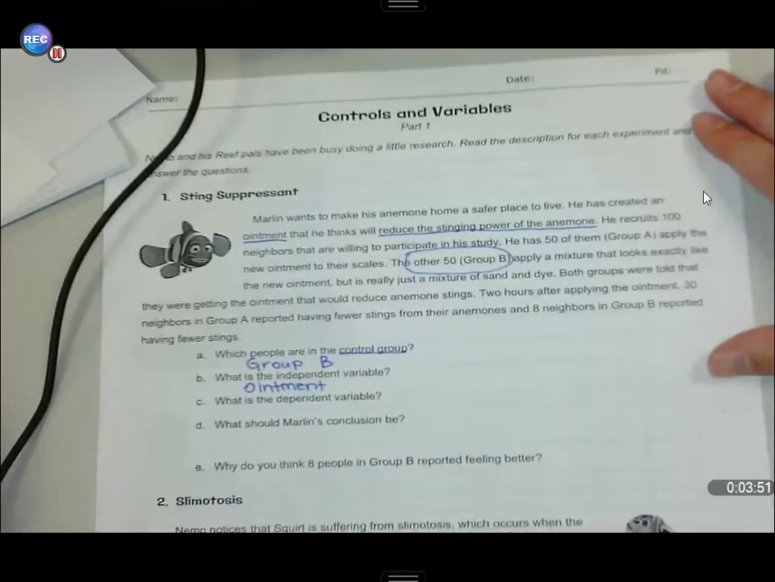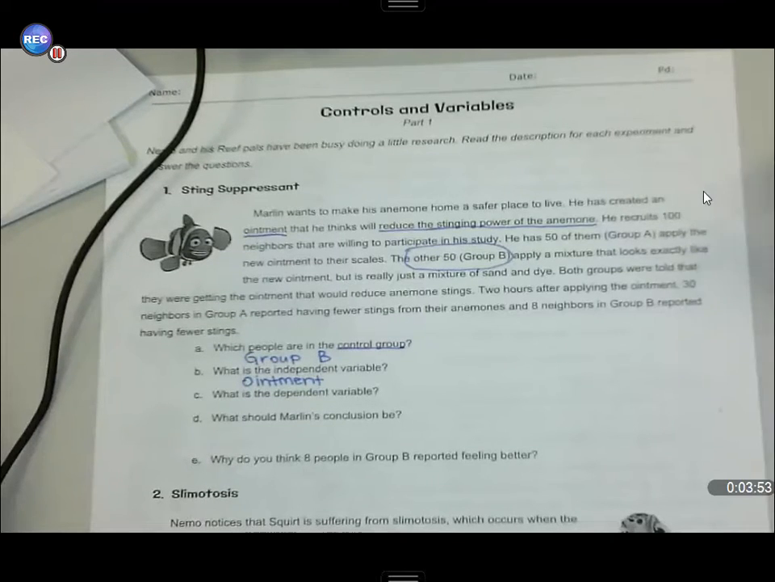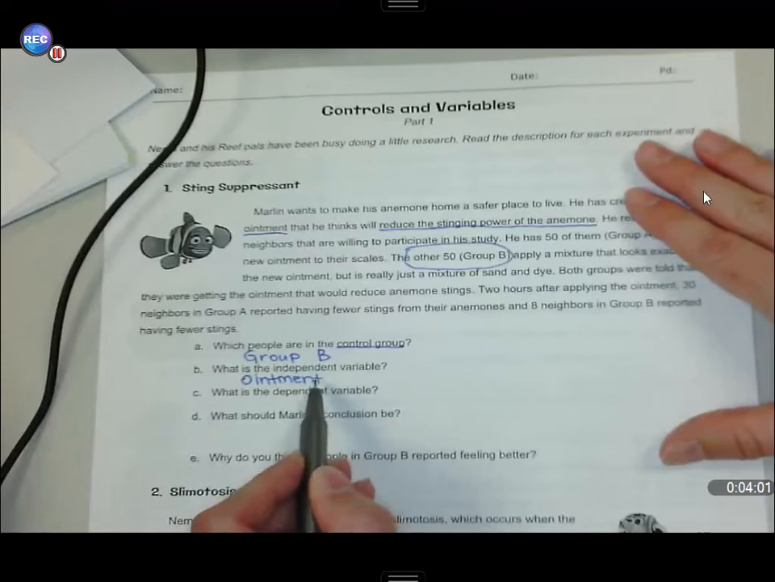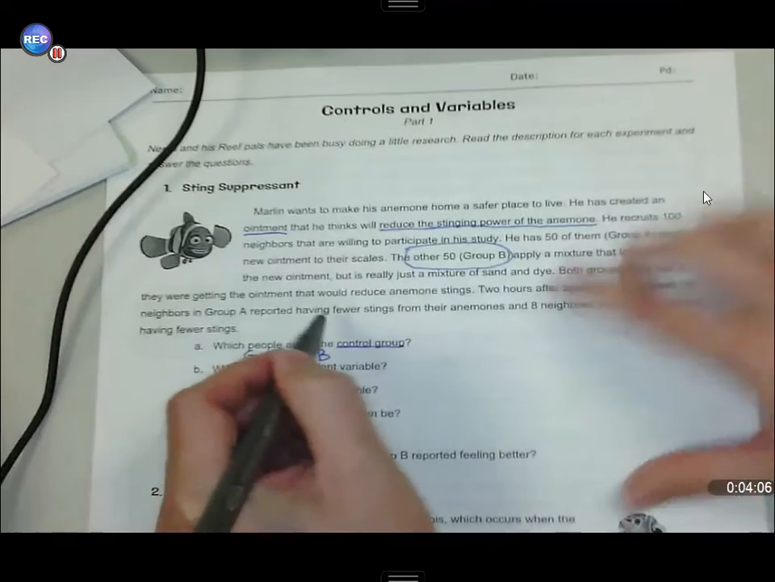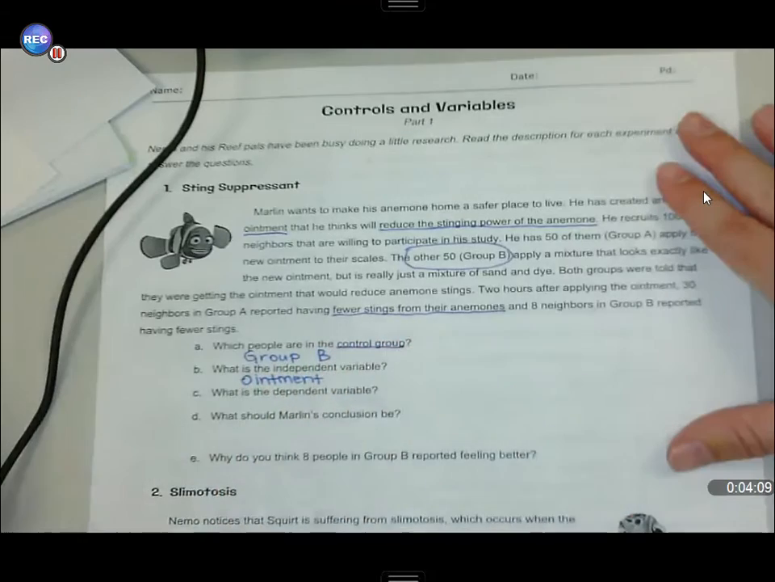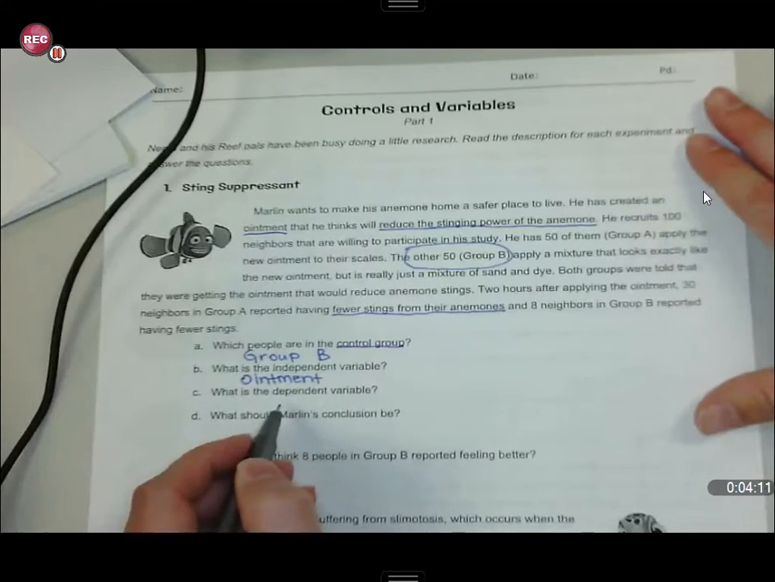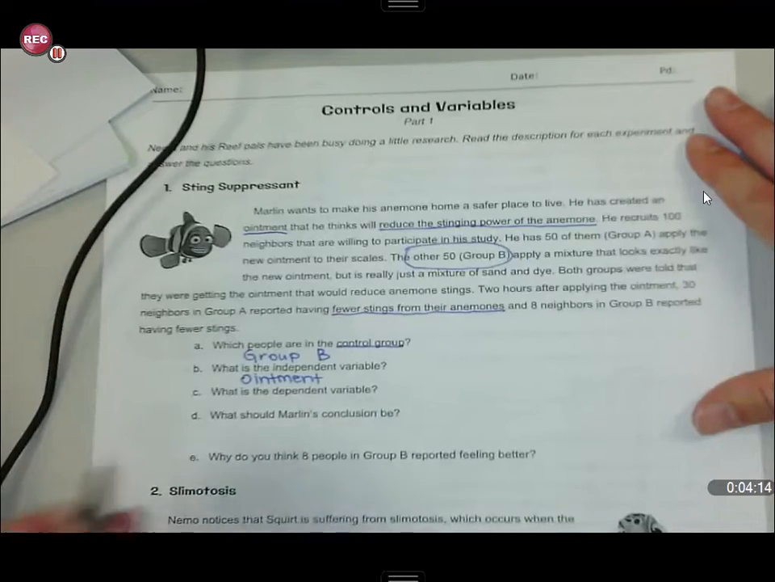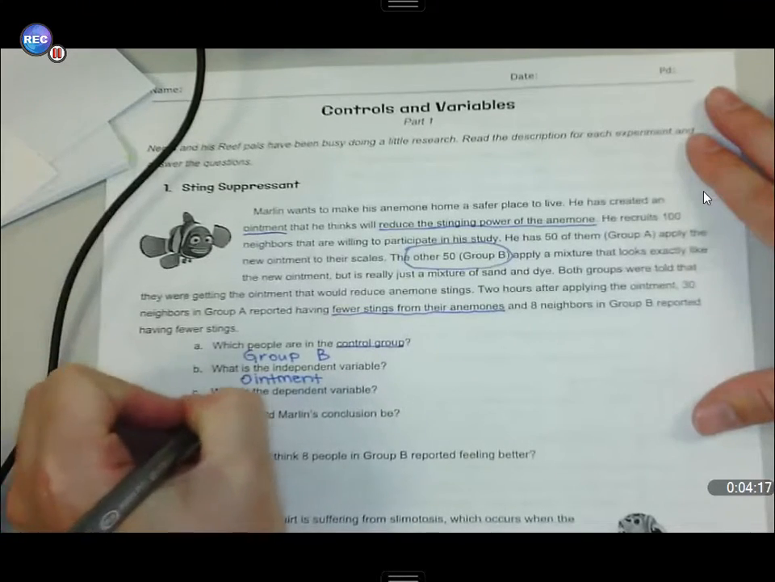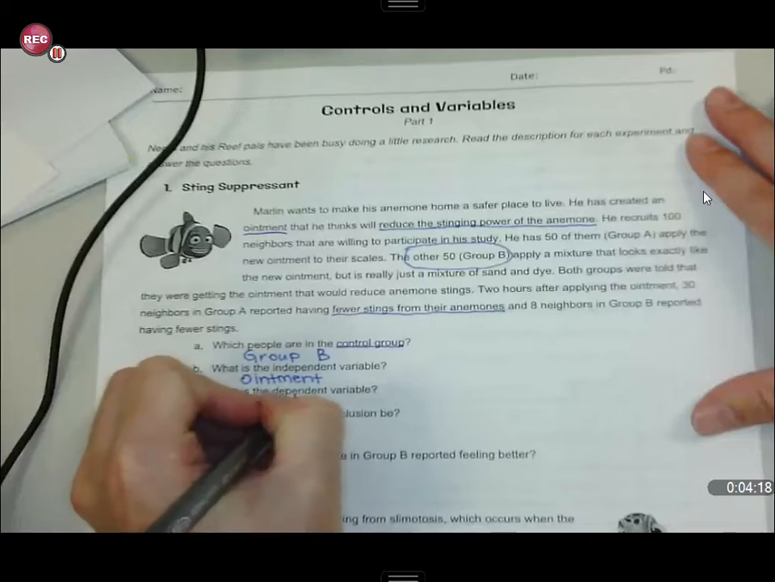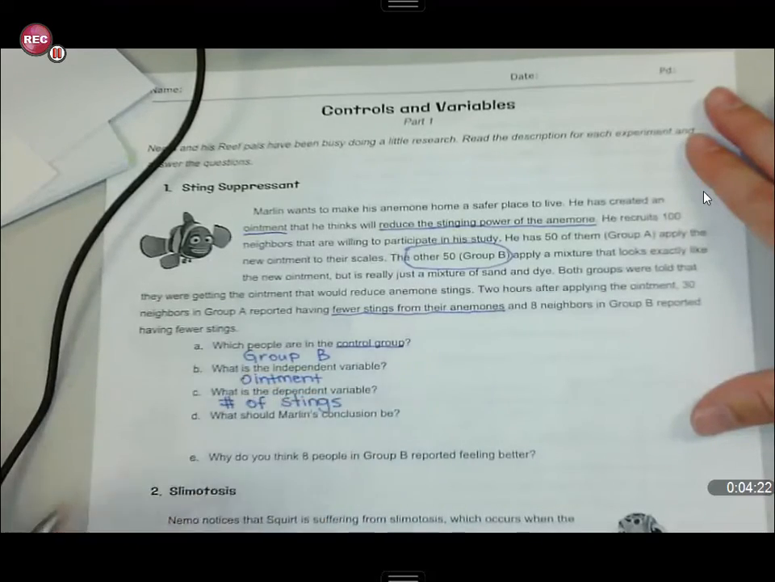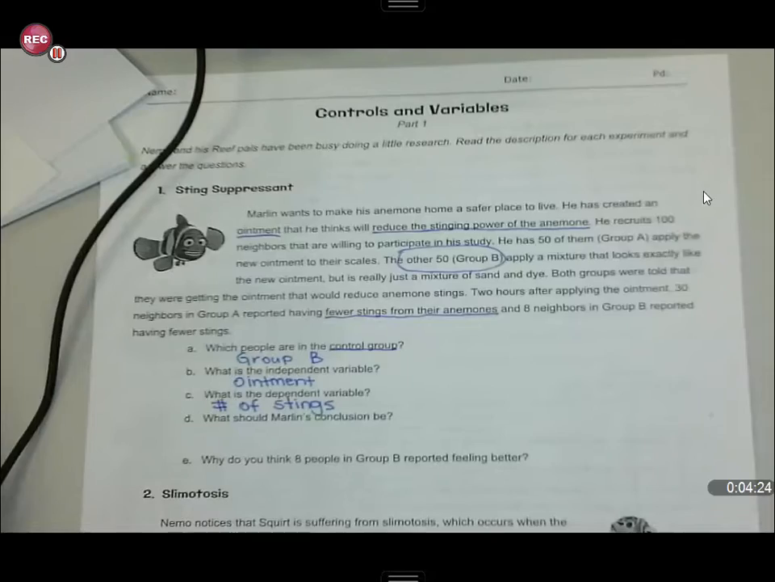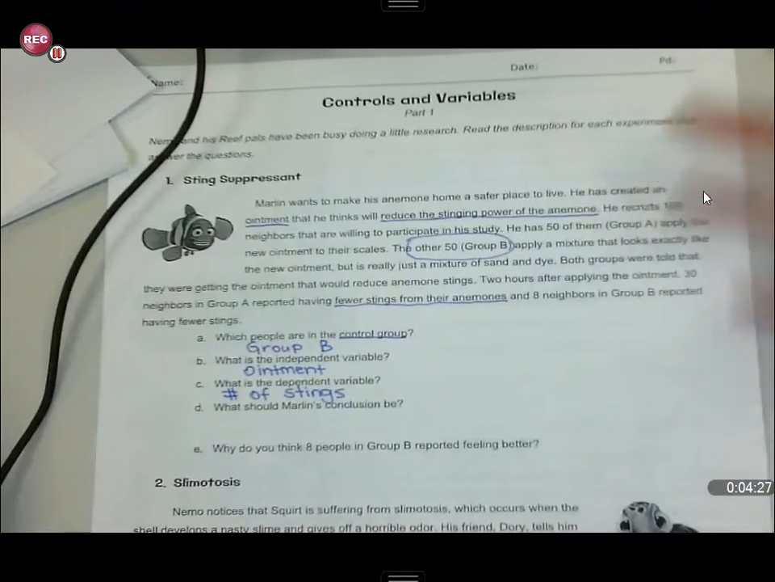Then you have, what is the dependent variable? The dependent variable is the outcome. It's normally measurable. So it's kind of like cause and effect. So because the ointment was used, what's the effect? Well, we have fewer stings from the anemones. Well, we're not going to say fewer stings from the anemones. The dependent variable is a measurement, so it's going to be number of stings. It is a measurement. It's the number of stings. If you put fewer stings from anemones, that would be fine, but really we're counting the number of stings.